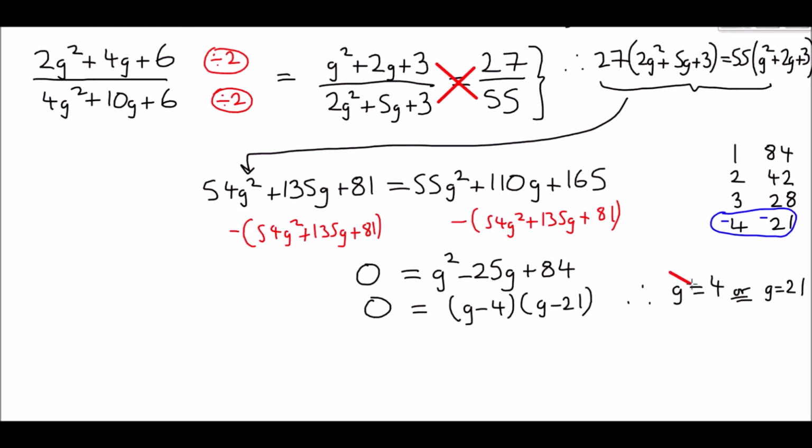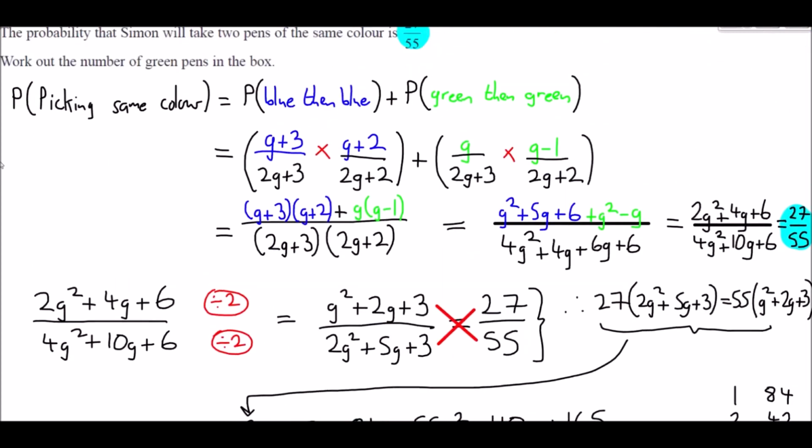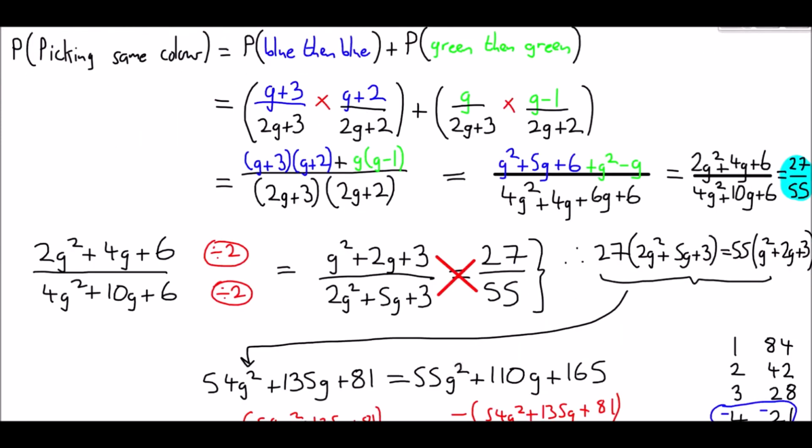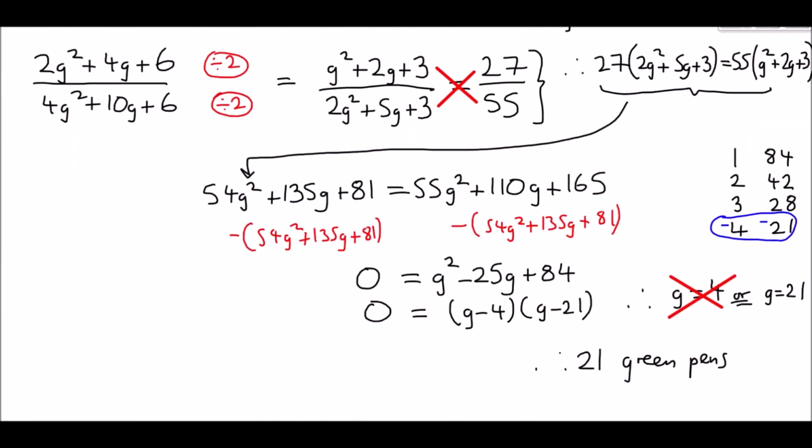So what we do is we reject this one. That's not possible. That would give us a total of less than 12 pens. Therefore, the total number of green pens must be 21. So to make it clear to the examiner, just say, therefore, there must be 21 green pens. And just double check, we wanted the number of green. Yes, we did. Therefore, like I've said, we do have 21 green pens.